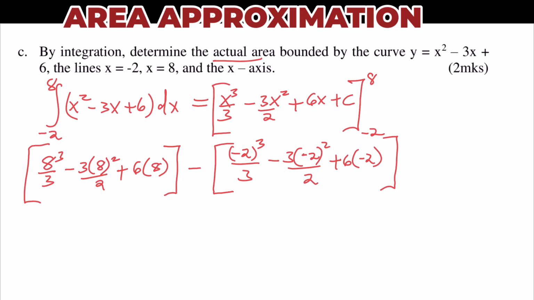So let me start with this one. 8 cubed divided by 3. That one you get 170 and 2/3. Then 3 multiplied by 8 squared, which is 64, divided by 2. That will give 96. Then this one will be 48.